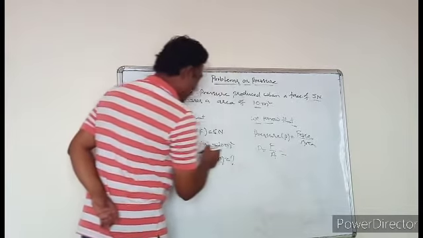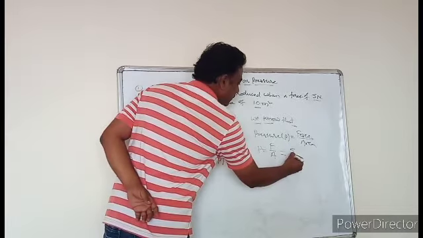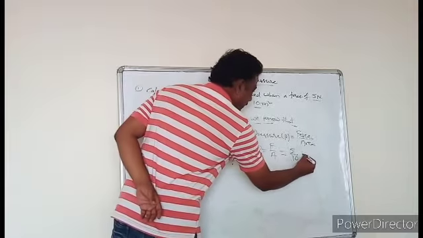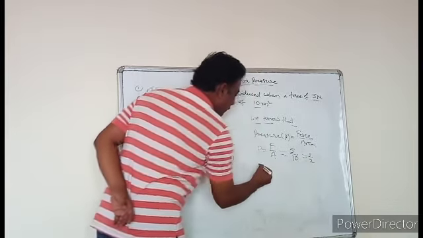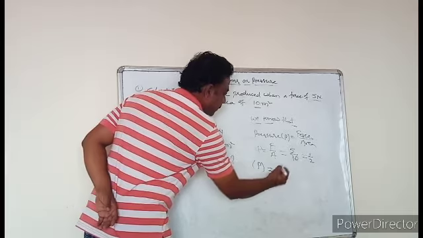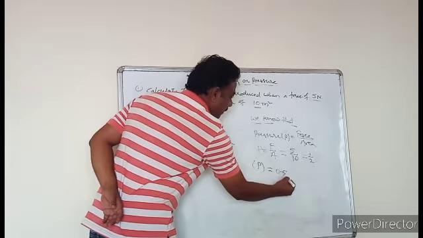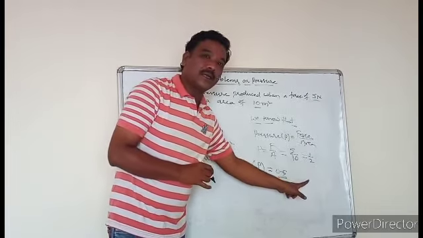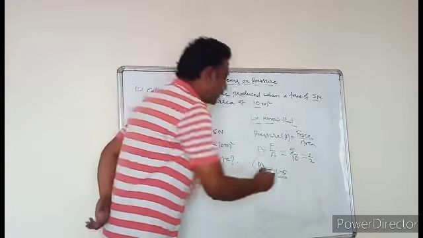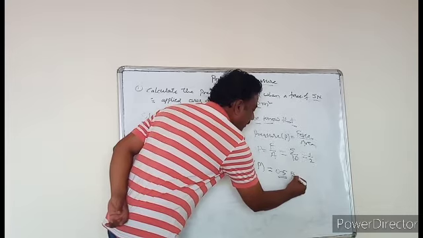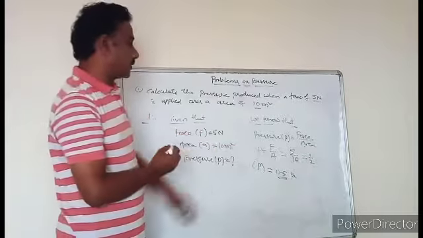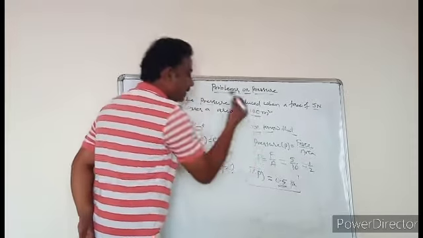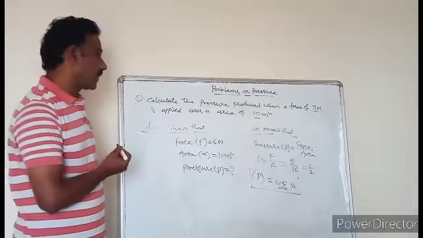F is equal to 5 newtons, by area 10 square meters. So 5 by 10 is equal to 1 by 2. Then pressure P is equal to 0.5. So this is the answer, 0.5. But what are the units for pressure? We know the unit for pressure is pascals. So the answer is pressure P is equal to 0.5 pascals.